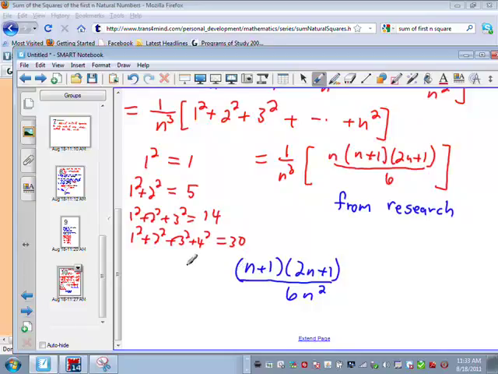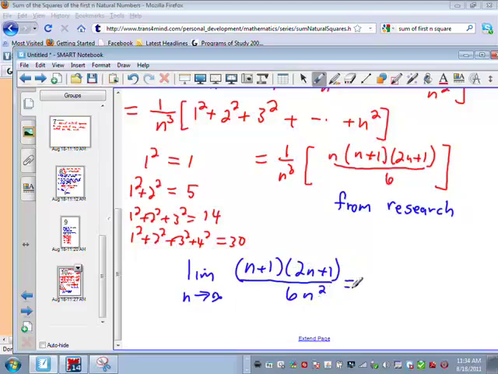And of course, now to find the exact area, we need to take the limit as n tends to infinity of this. What's the limit as n tends to infinity? What's the highest power in the numerator here? Highest power when you multiply out? Right, so there's an n squared in the numerator. There's an n squared in the denominator, right?